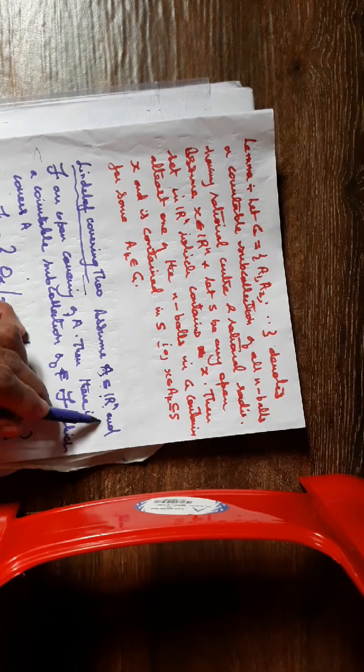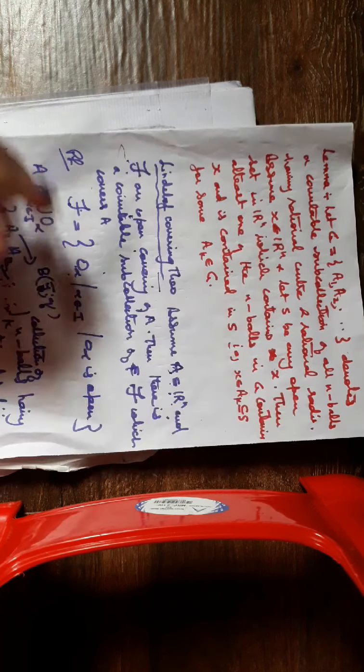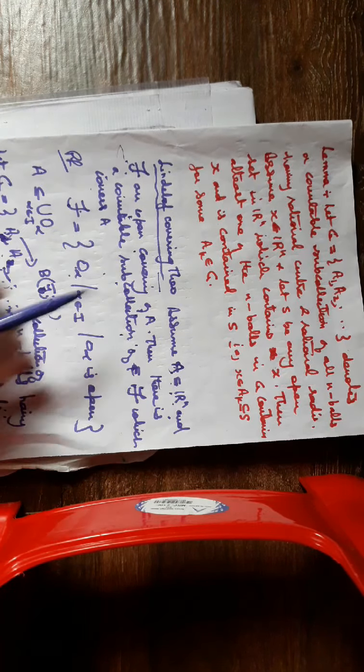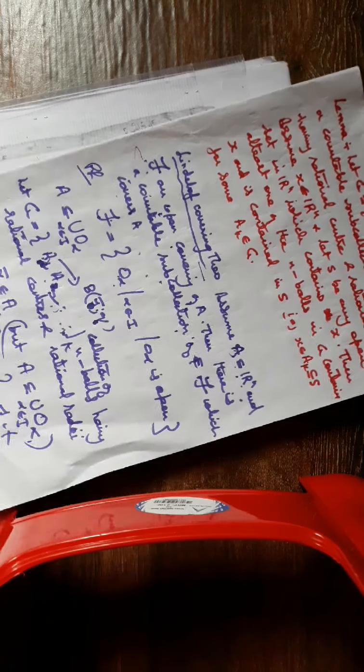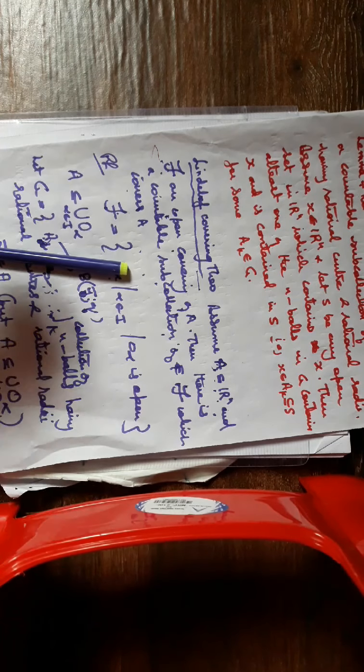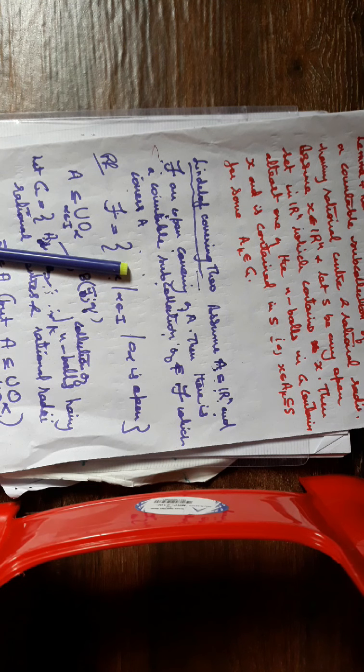So I hope it is clear to you what this Lindelof covering theorem is. That is, assume A is a subset of R^n and F is an open covering of A, then there is a countable subcollection of F which covers A. So I hope it is clear to you. The next proof, in the next video, I'm going to prove the Heine-Borel theorem.